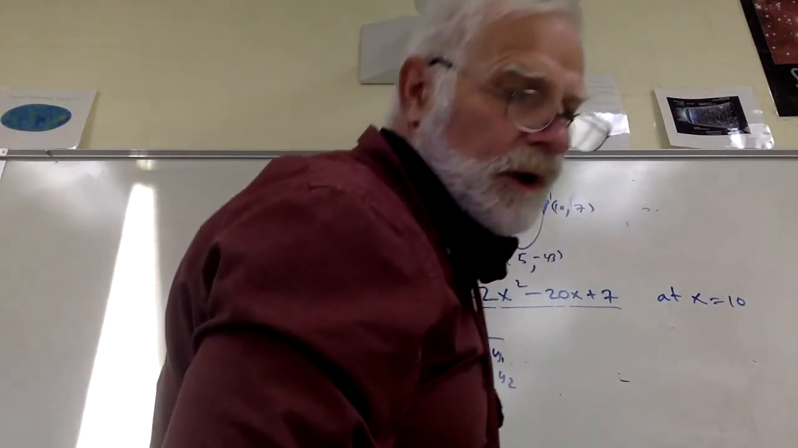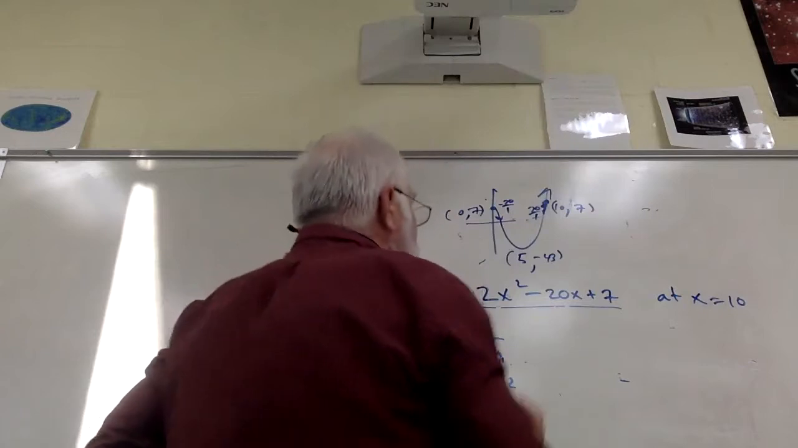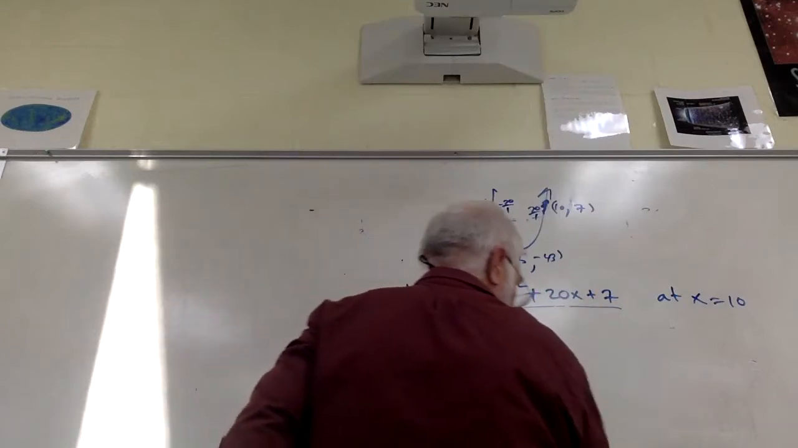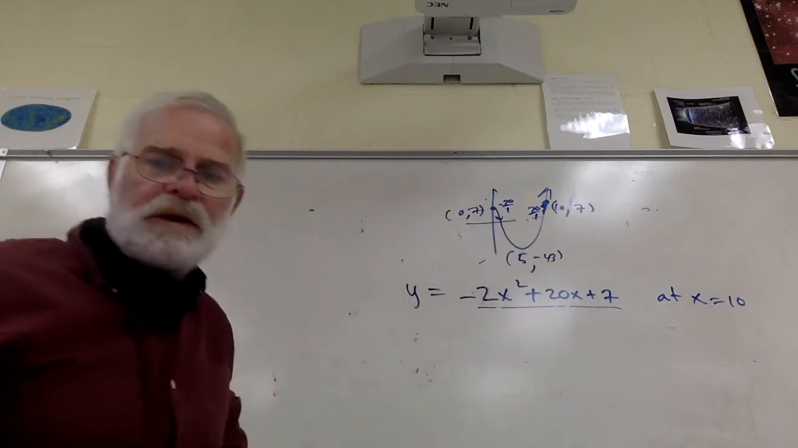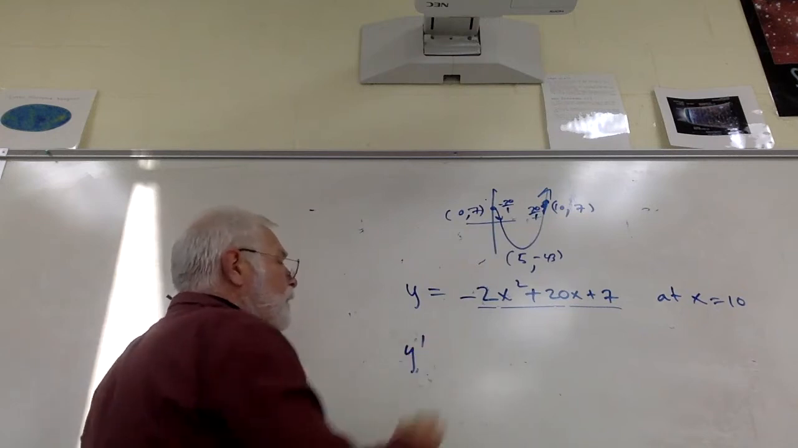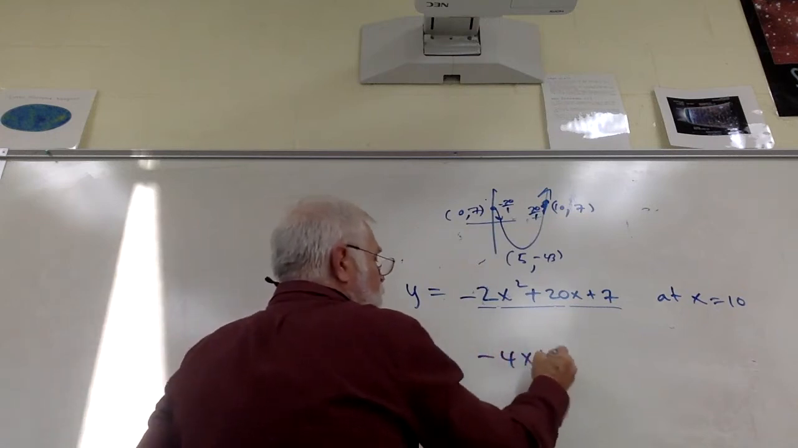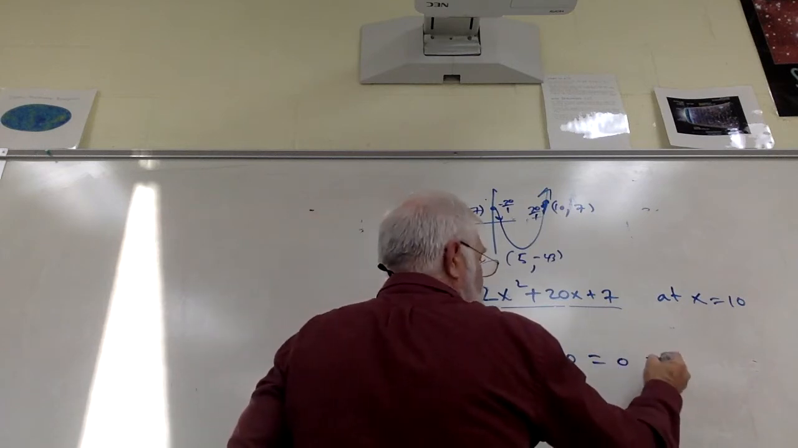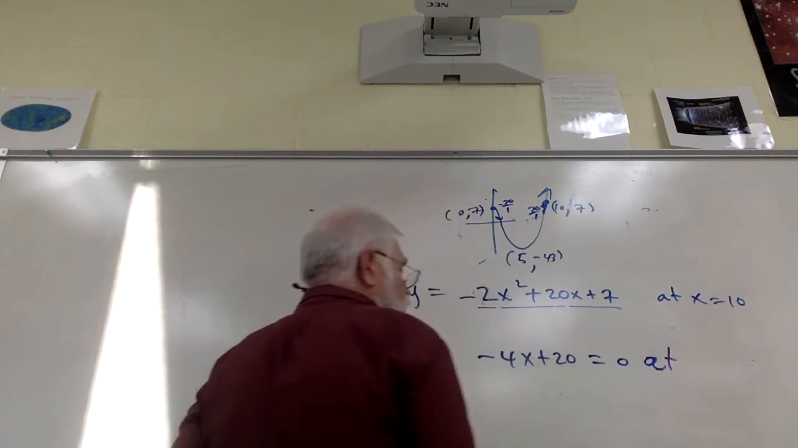Find the maximum for minus 2x squared plus 20x plus 7. Now we're finding a maximum and proving it. Okay, so pause the video, you go do it. Unpause, here we go. So back to y prime. Y prime is minus 4x plus 20. Well, that equals 0 at x equals 5.